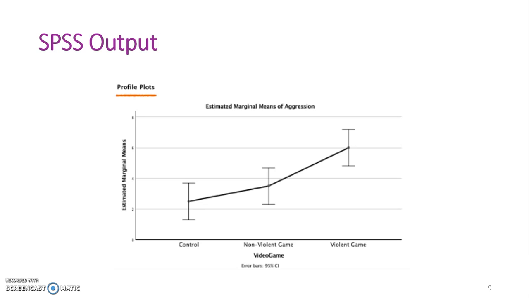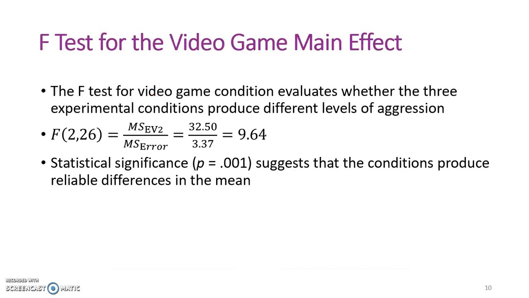Looking at these profile plots, again, these are the plots of the estimated marginal means of aggression separated out by video game condition. These profile plots show that as well, that the violent video game condition seems to have a little bit higher average aggression than the other conditions. So we're going to go ahead and calculate the F-test for the video game main effect. This will evaluate whether the three experimental conditions produce different levels of aggression.